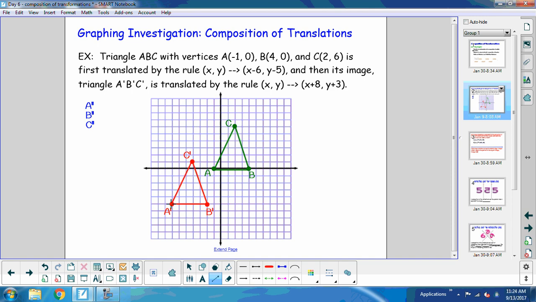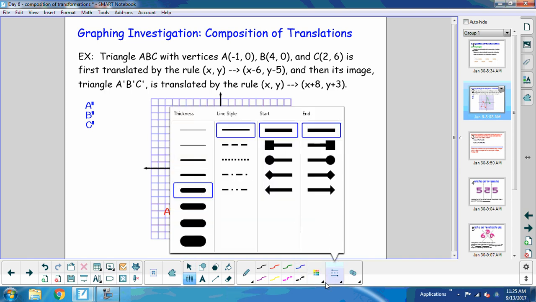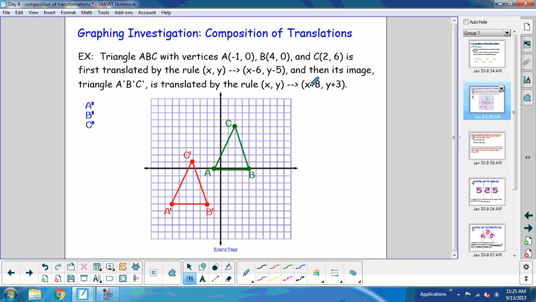Now from this point, it says then its image, so my A prime, B prime, C prime, is translated by the rule (x, y) maps to (x + 8, y + 3). So from my new points here, I need to move to the right 8 and up 3. I'm going to start with A. I'm going to go to the right 8: 1, 2, 3, 4, 5, 6, 7, 8, and up 1, 2, 3.